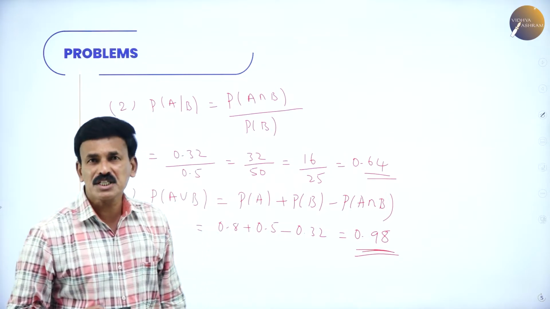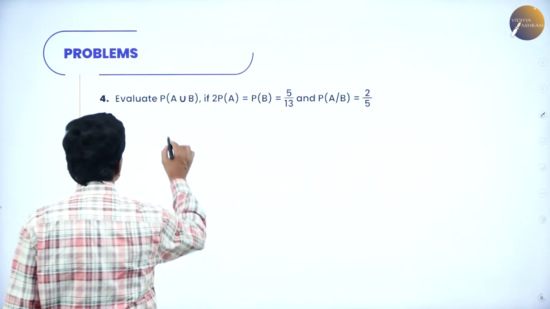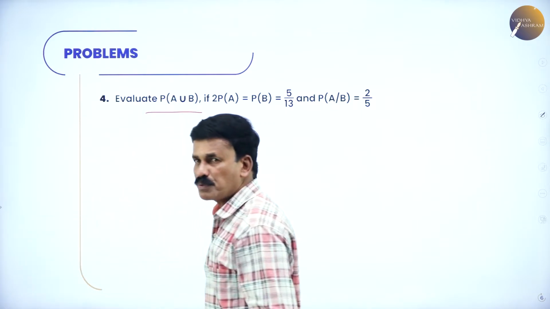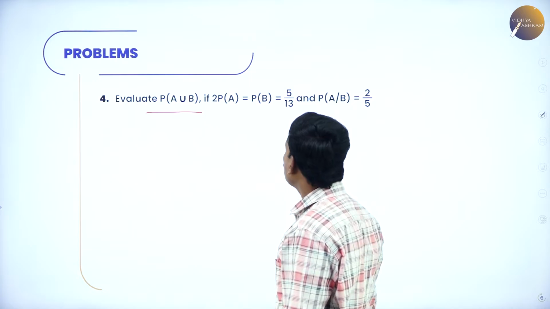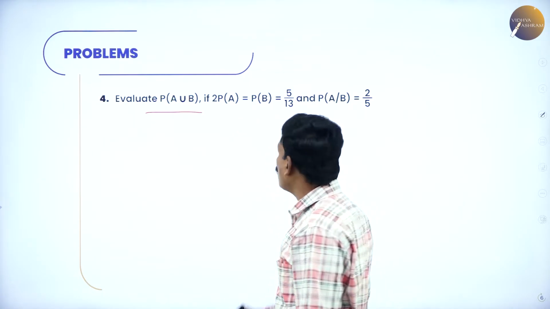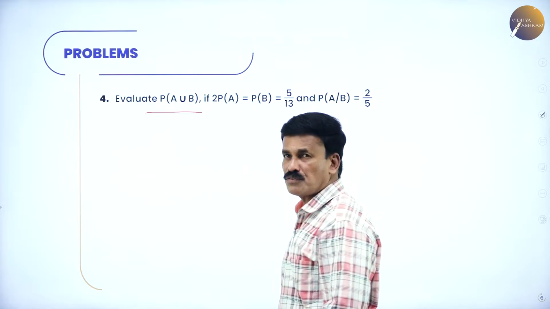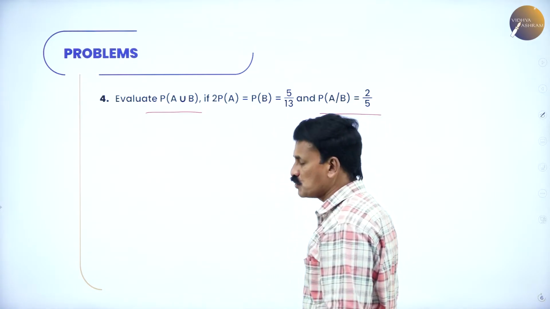Now let us come to the next problem. What is the next problem? Evaluate, find the value of the probability of A union B, A or B, if 2 times the probability of A is equal to the probability of B, that is also equal to 5 by 13, and the probability of A by B is 2 by 5.